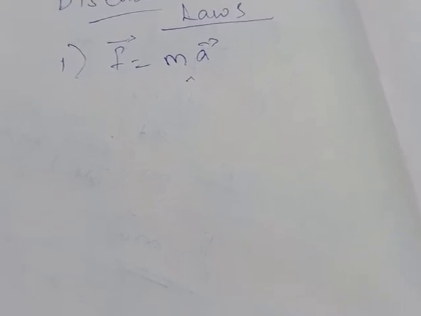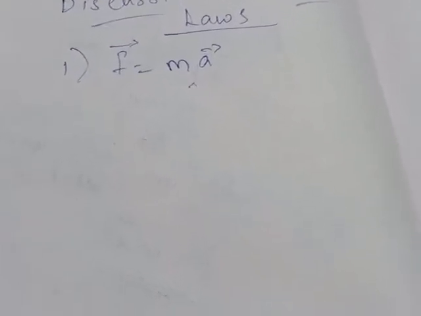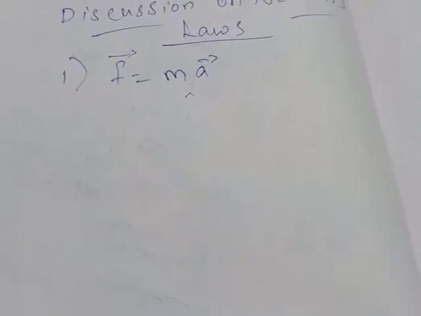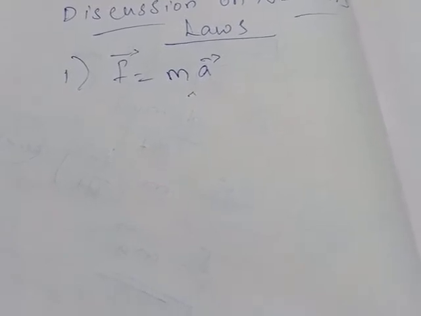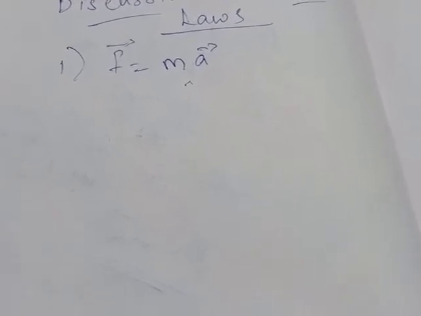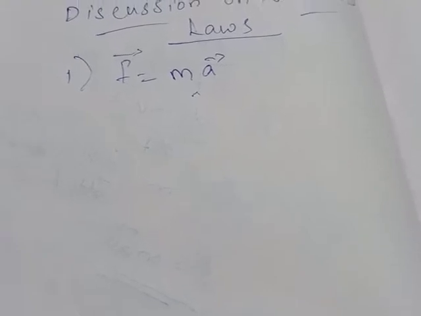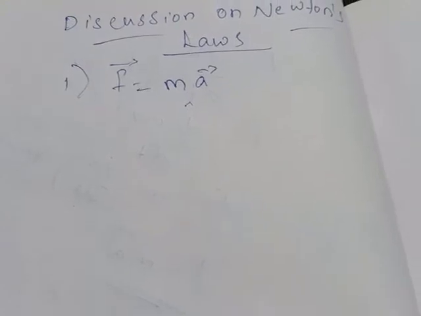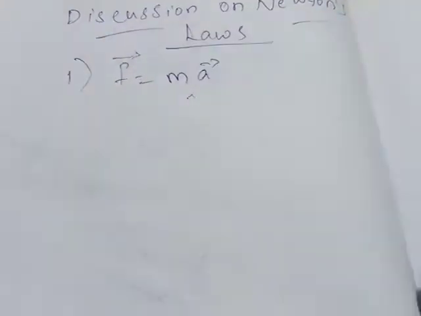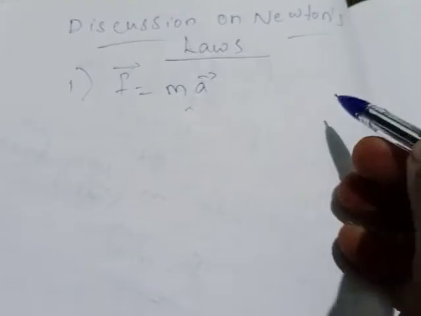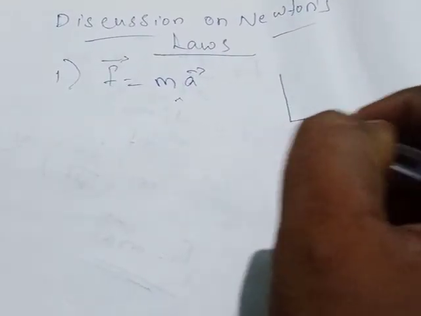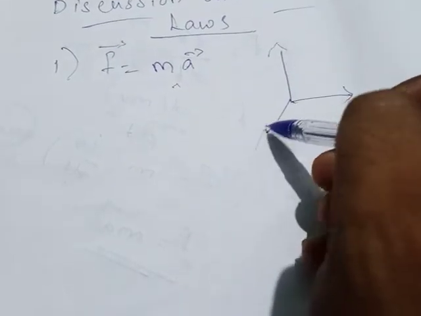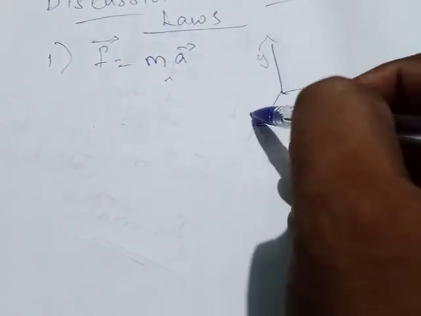Maybe you have known that if you are multiplying two vector equations, we will get one scalar equation. So here the three scalar equations are equivalent to this vector equation F equals ma. And in the Cartesian coordinate system, we have the x, y and z coordinates.